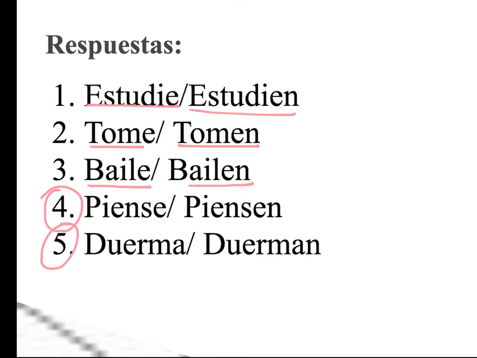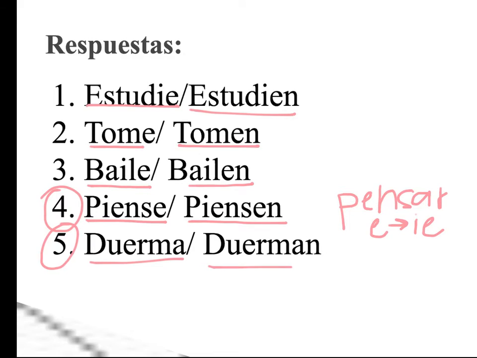So we have piense, piensen, because the verb pensar has an E to IE stem change, so that does affect subjunctive and therefore commands. And then duerma and duerman, because the yo present tense is duermo, we drop the o and add the opposite ending. That's an o to ue stem change.